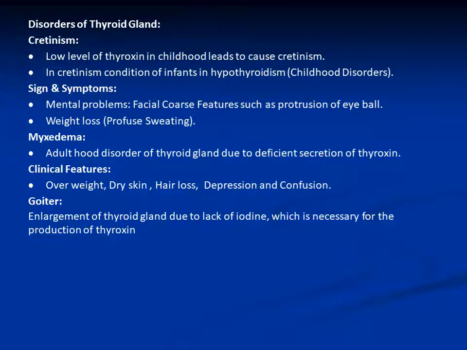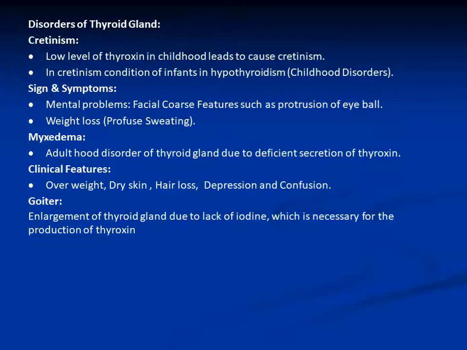Disorders of the thyroid gland: cretinism. A low level of thyroxine in childhood causes cretinism. Cretinism is a hypothyroidism childhood disorder of infants. Signs and symptoms of the disease: mental problems, coarse facial features, protrusion of the eyeball, weight loss, profuse sweating.